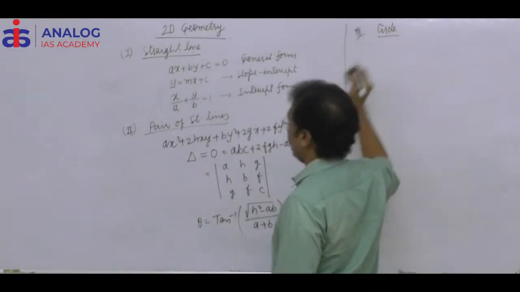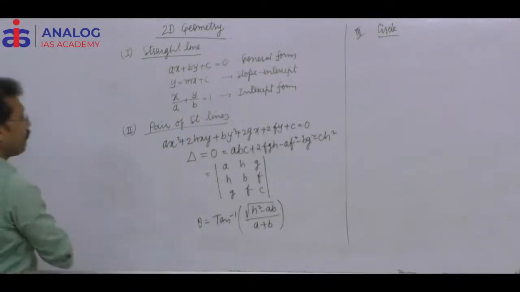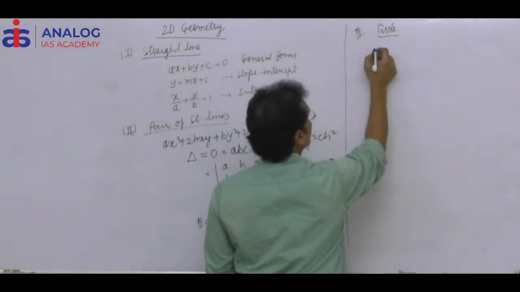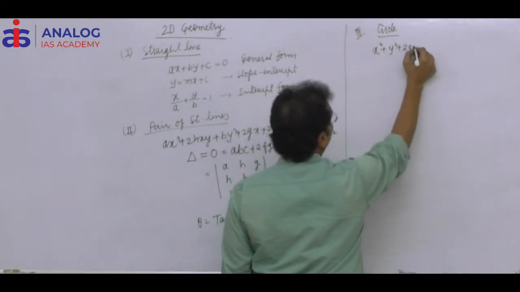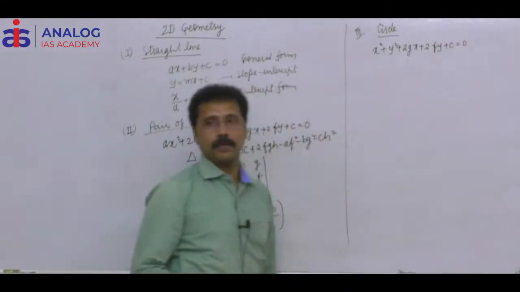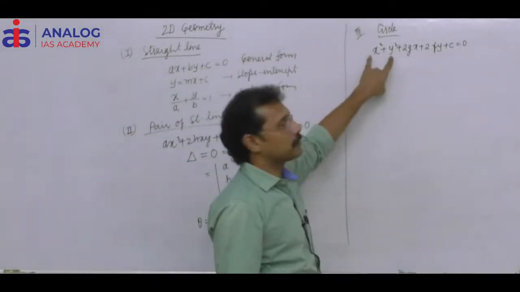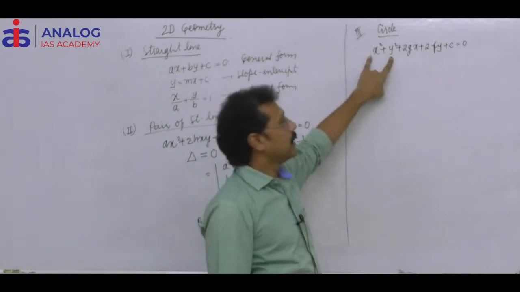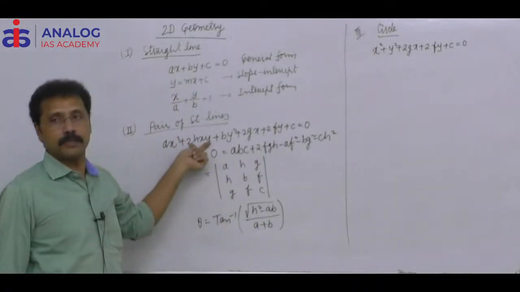Circle. So the general equation of a circle is x square plus y square plus 2gx plus 2fy plus c equal to 0. For a circle, there are certain basic things. The coefficients of x square and y square have to be the same, and there should not be any xy term. This term should be missing. h is equal to 0 always for a circle.